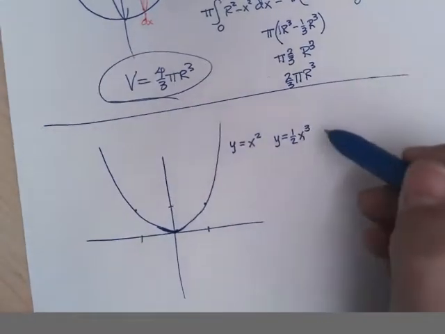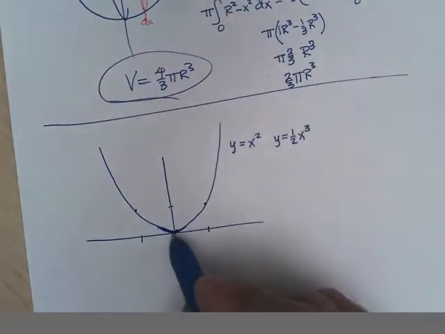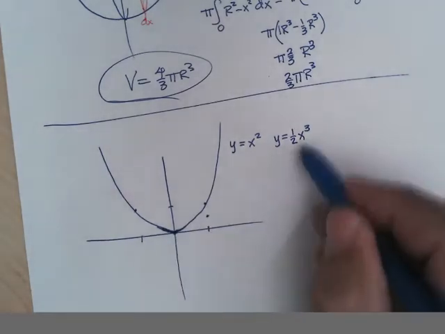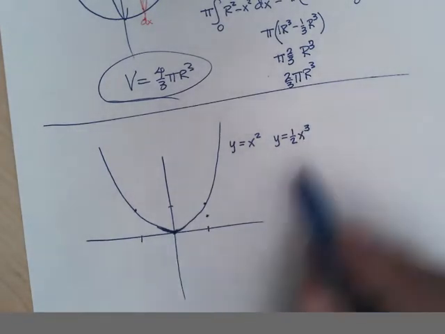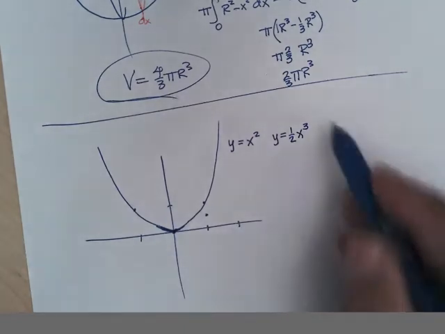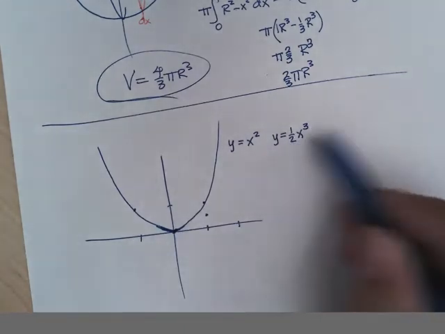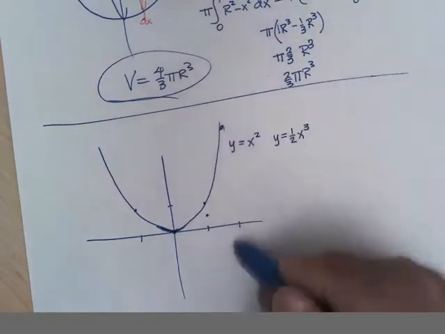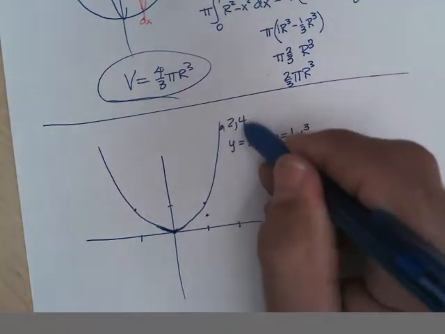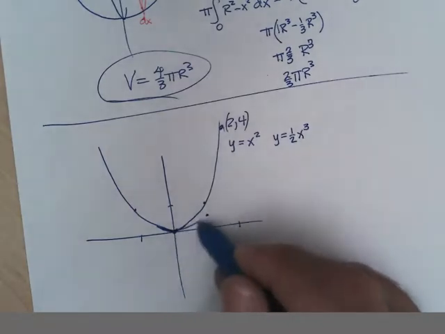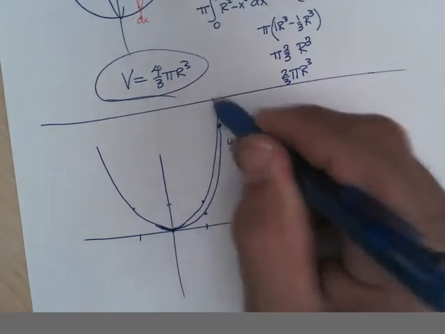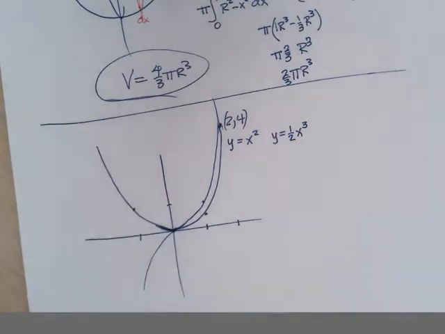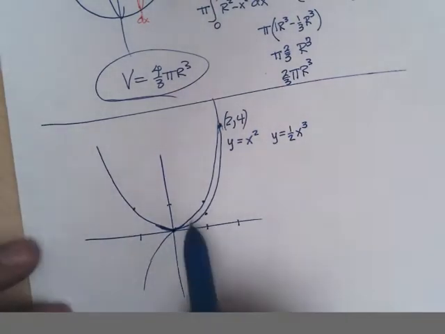And 1/2 x cubed. So that goes through 0, 0. If you put 0 in for the x, we get 0. If you put 2 into it, 2 cubed is 8, divided by 2 is 4. So it goes through 2, 4. So it goes something like that. And it goes down here. I'm not going to be concerned about that. I'm going to look at this piece in the first quadrant.